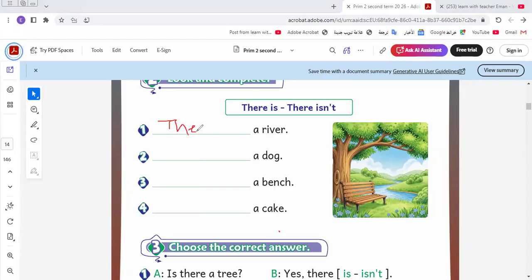If we see anything from this here, we say yes, there is. If we don't see the thing from this, we say there isn't. Okay, we must do this. There is a river. Dog. Can you see a dog here? No, I can't see the dog. So I write there isn't.